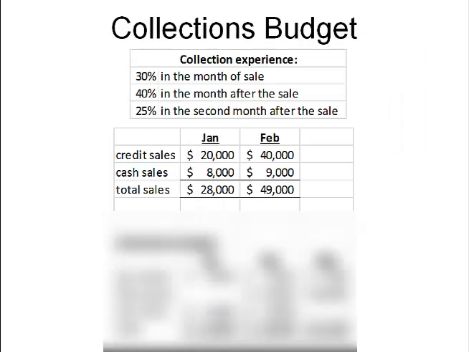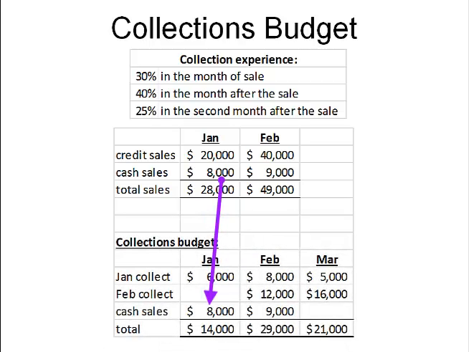So let's review how this might work. Here we have cash and credit sales for 2 months, January and February, and the total sales. And we want to get a collections budget. So the collection budget would have 2 pieces here. The cash sales are easy. The January cash sales will come in January. The February cash sales will come in February.